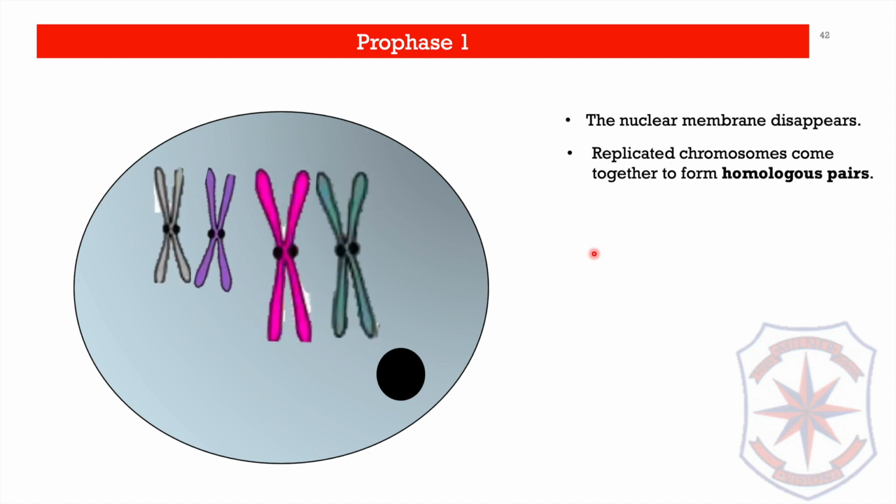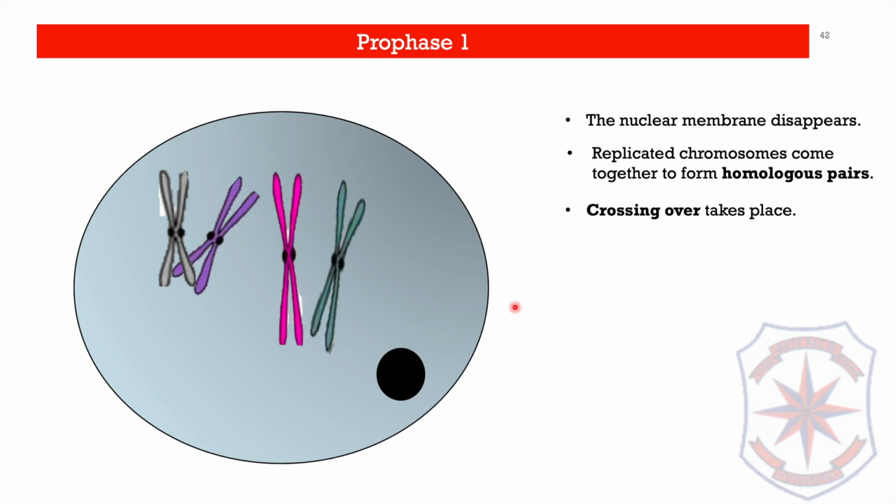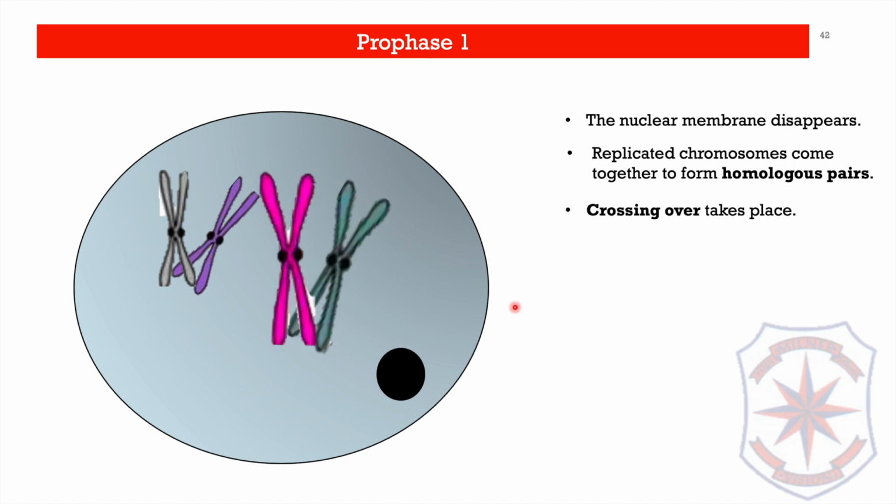How can we tell that they are in homologous pairs? From this diagram particularly, we can tell because they are the same size. Okay, the next thing that happens is that crossing over will take place. Guys, I am not going to be talking about crossing over in this lesson. I will talk about crossing over in lesson 3 when we deal with genetic variation. So for now, just know that crossing over is taking place.